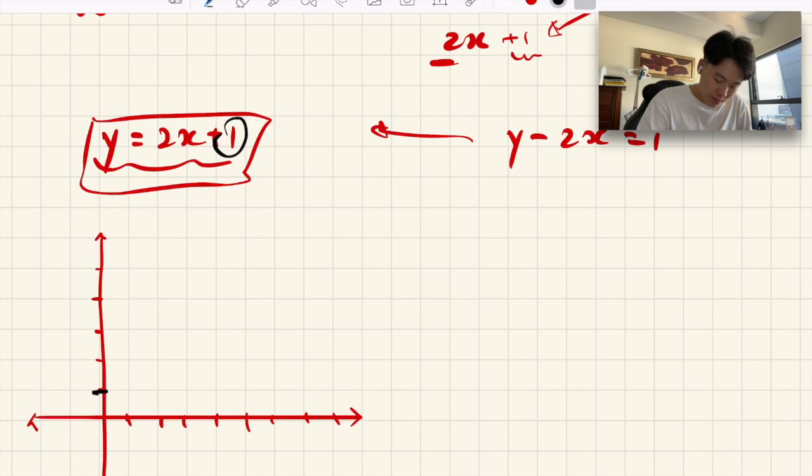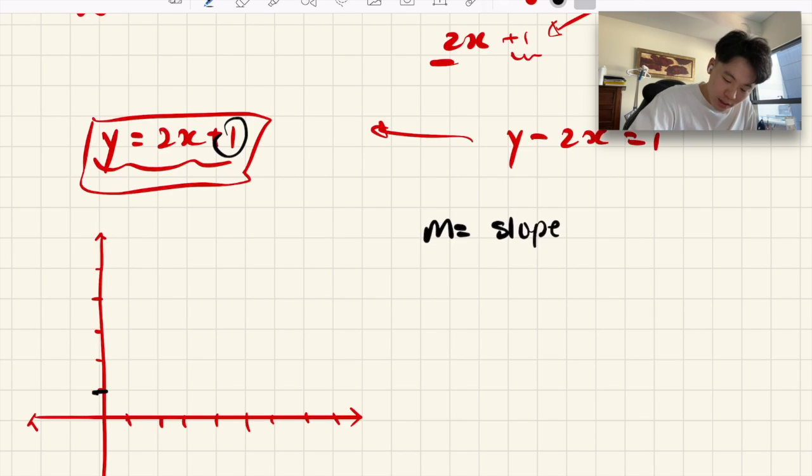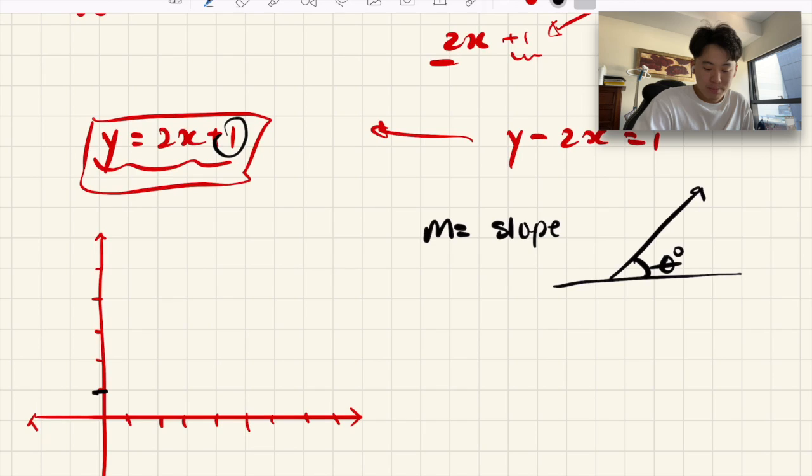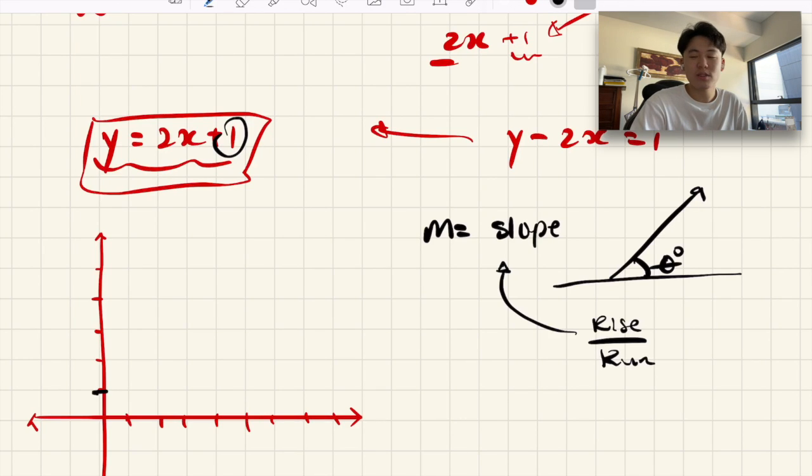Now 2x, what does that mean? For every 1 it goes across, it goes up 2. Remember, m is slope, okay? So it's how slopey something is according to the graph, this angle. But remember, slope is also called rise over run. Why is it called rise over run? Rise sounds like what? Sunrise, so it goes up. So that's how we call it the y, okay? And run is sideways, you run sideways, so it's x, y over x.